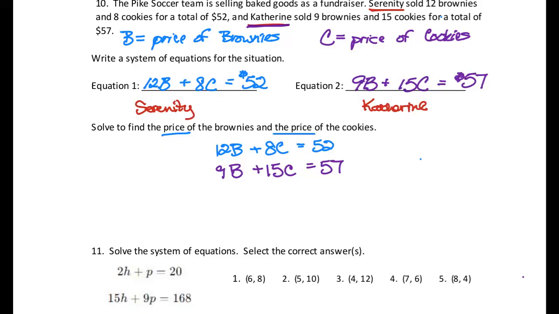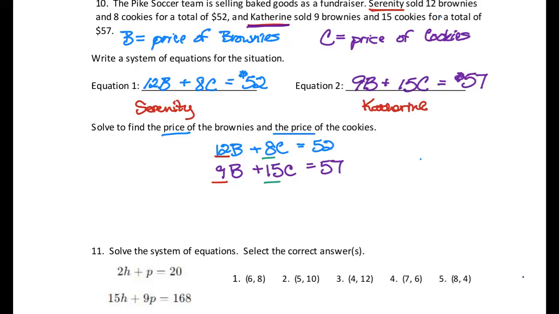Now, looking at them, it's not going to be the easiest type because 9 does not go into 12 and 8 does not go into 15. So we need to find the least common multiple of either 12 and 9 or 8 and 15.